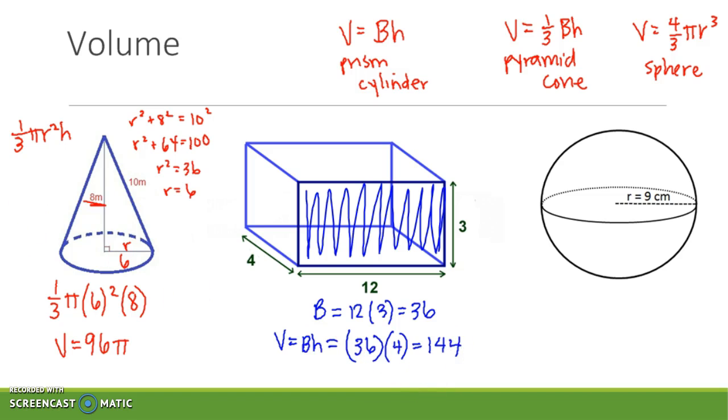And then for the last one over here, this sphere, right, I'm just going to plug in everything. All I need is my radius, which it gives me is 9. So then my volume, we're going to use 4/3 pi r cubed. So we got 4/3 pi times 9 cubed. 9 cubed gives us 729. And then 729 times 4/3 is 972. All I did was multiply all of this except for pi. So then the volume of my sphere is 972 pi.